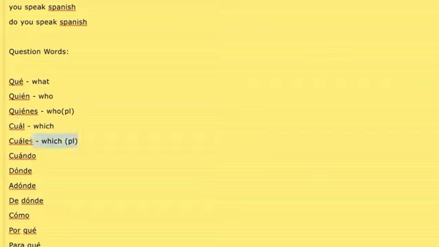With cuáles, I could say, for example, which are your favorite sodas? In this case, since I'm talking about sodas, multiple of them, we would say cuáles. Versus if I were to say, which is your favorite soda, we just use cuál. Next, we're going to look at cuándo. Cuándo means when.